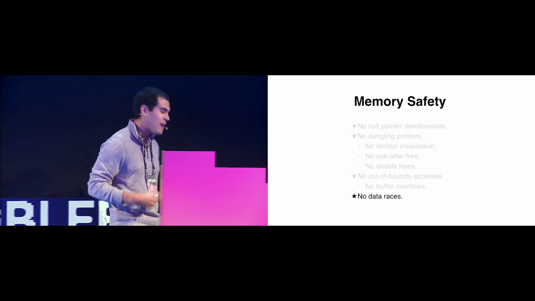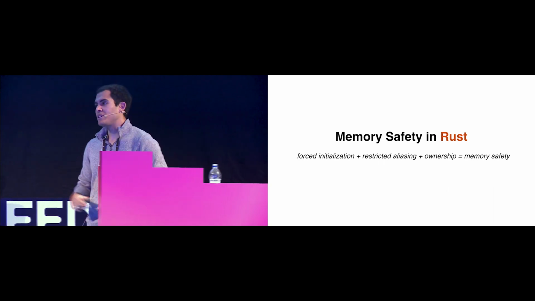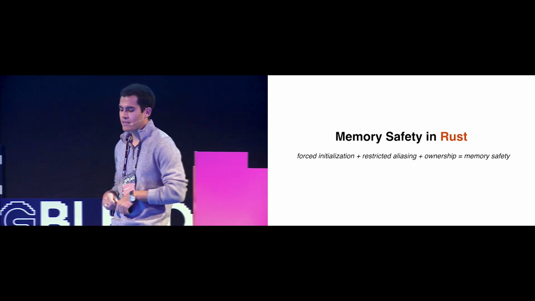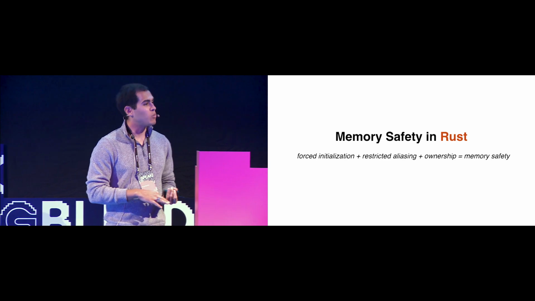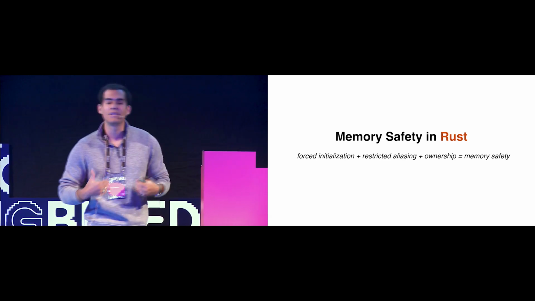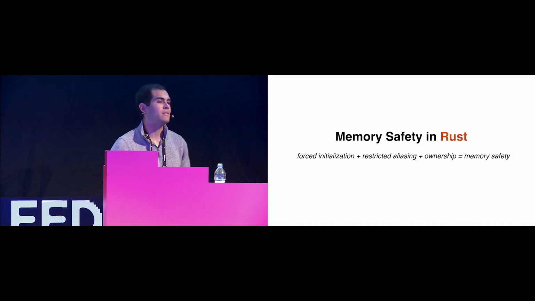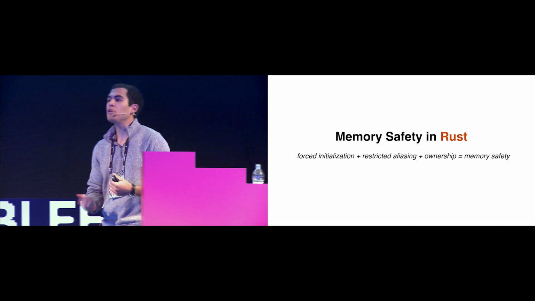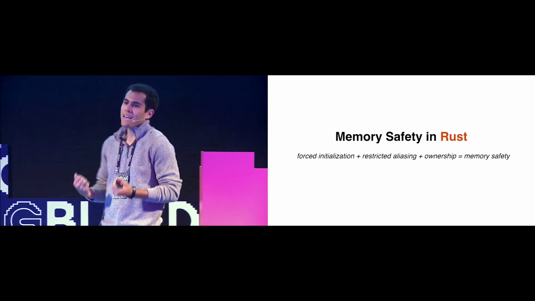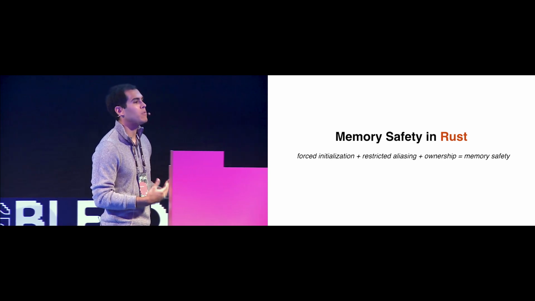Okay, so memory safety in Rust. How do we get memory safety in Rust? This is the formula for memory safety, in particular in Rust. The first thing is that Rust will force you to initialize everything. You can never use something until it's initialized. It will also restrict the way that you alias values. The pointers that you can create to memory can't alias under certain conditions. And finally, it has this concept of ownership that we'll talk about later.